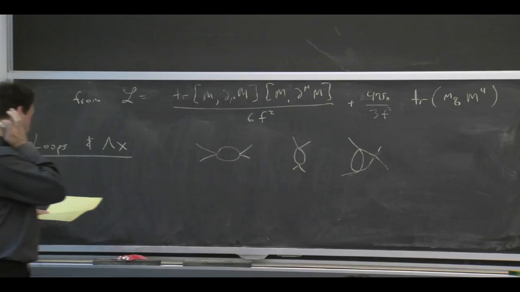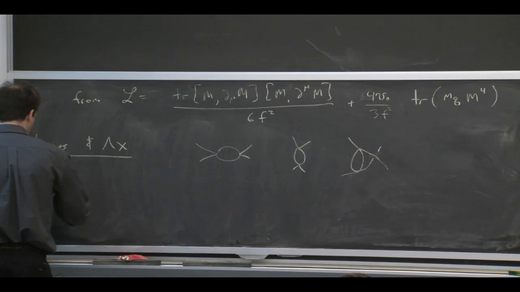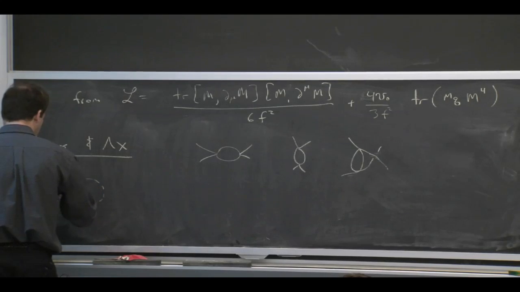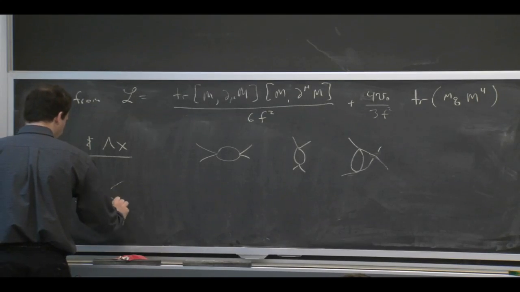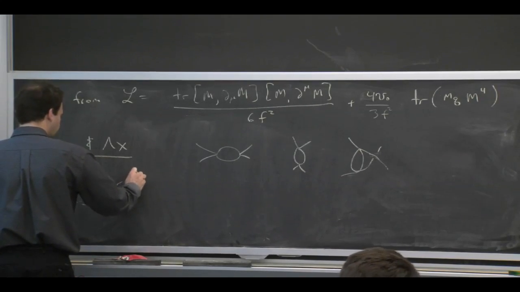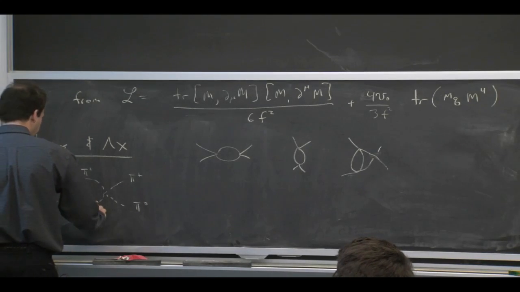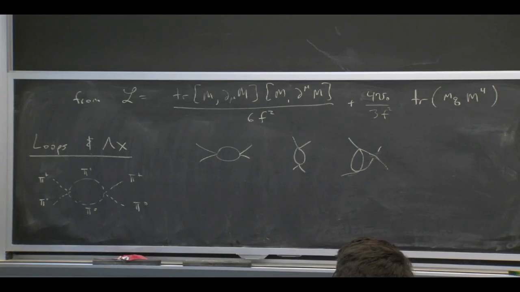So there's cross diagrams as well as the original diagram. This is not the calculation I'm asking you to do in the homework. If we thought about our example of pi plus pi 0 scattering, then we could contract up pi plus and pi 0 fields, and we could have a loop that looks like that.